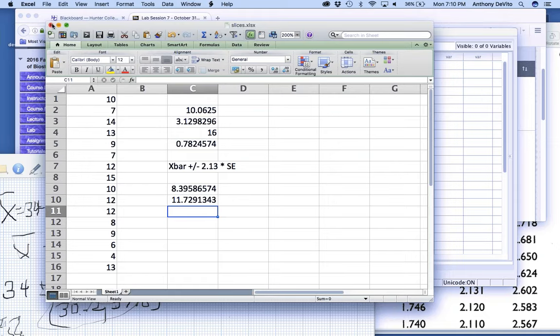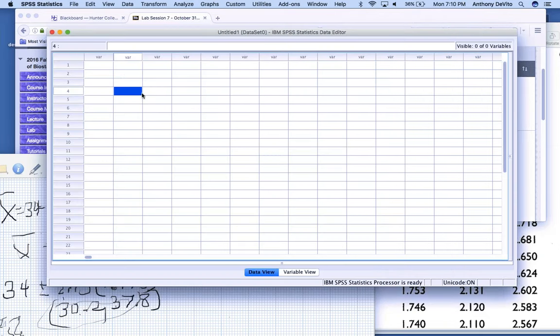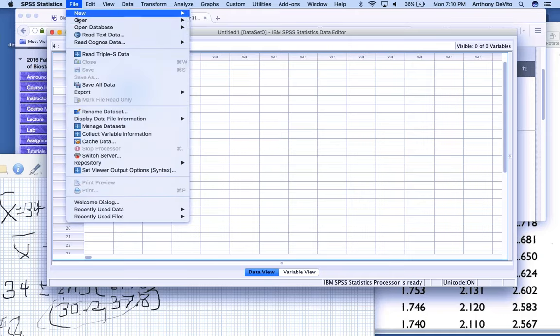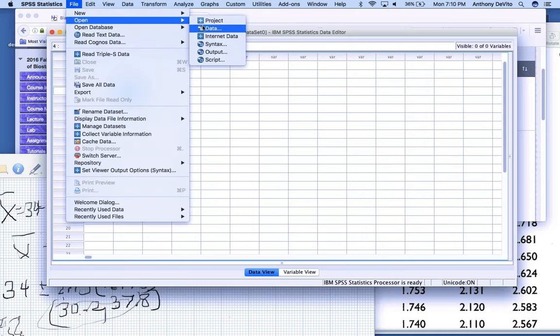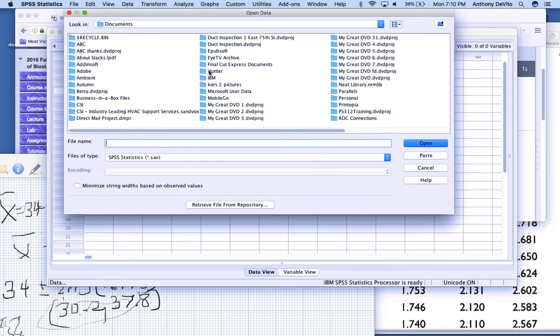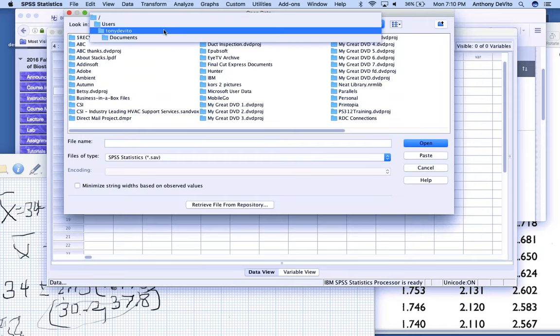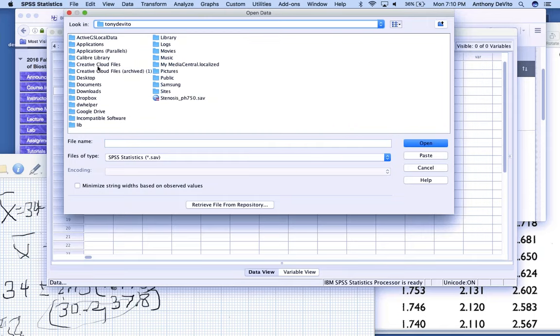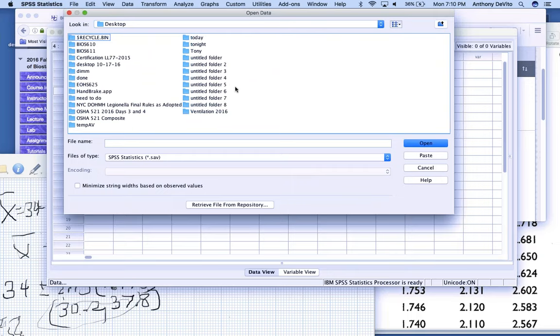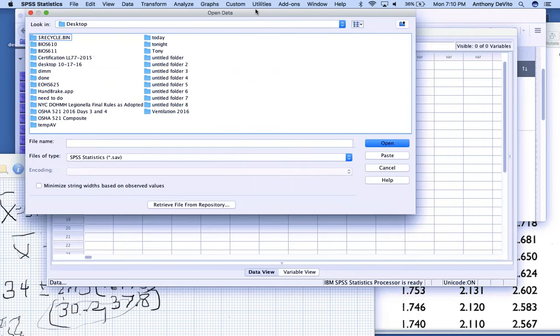Okay, so now I'm going to take these. I'm going to import these. Now I can open up. I can say I want to open a data file in SPSS, and I can tell it, let's go to my desktop. Okay, I got to kind of navigate there, and I'm looking here for the slices Excel file that I just created. You might have seen me save it as slices.xl. Okay, so now where did it go? I don't see it there.